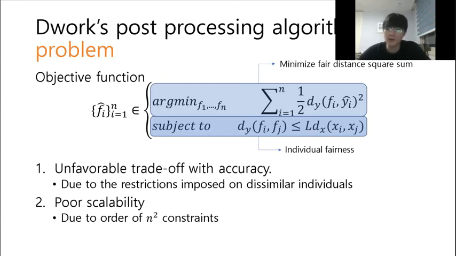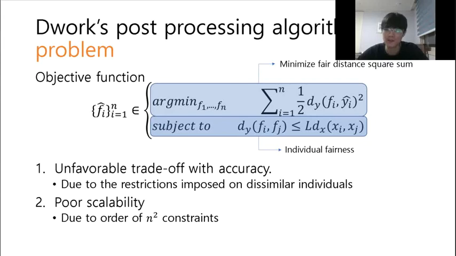Actually, the D-Works algorithm is also proposed to enforce individual fairness with post-processing, and the D-Works algorithm's objective function is like this. F is the objective function and n is the individual dimension, y hat is the output of the original model, and dy and dx are the parameters that I said before. And this function minimizes the fair distance between the objective function's result and the original result.